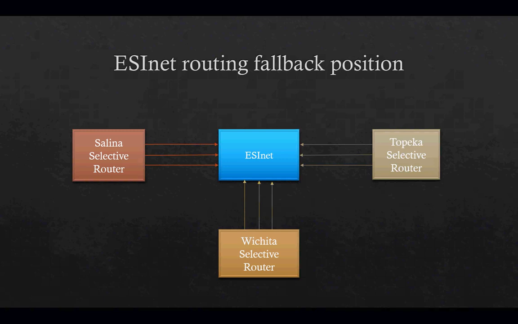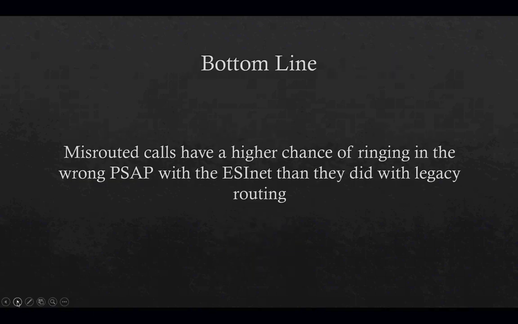A lot of PSAPs have noticed this and have noticed that they have these calls that are coming in from a long way away. And this is why. Really the bottom line in the whole process is that in the EZINet, misrouted calls that do not have data in the database have a higher chance of ringing into the wrong PSAP with the EZINet than they did with the legacy routing. And that's why you're noticing these more.